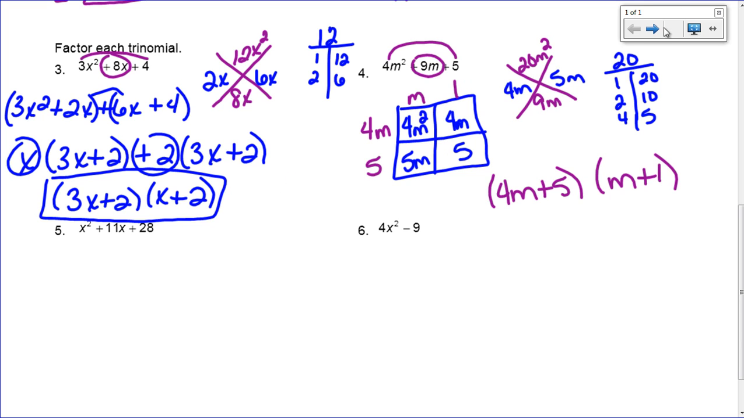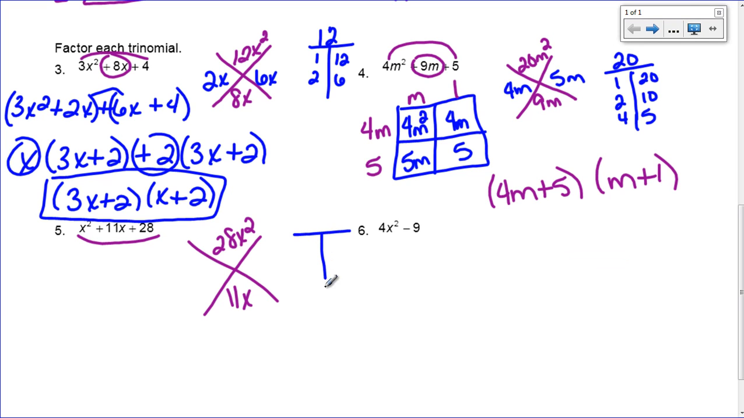Now let's do another one. We'll do number 5 here with the box method like we did the other one. I have x squared plus 11x plus 28. We're going to do the same thing and multiply a times c. When I do x squared times 28, I get 28x squared. And this 11x goes here. Then I'm going to make my T-chart.